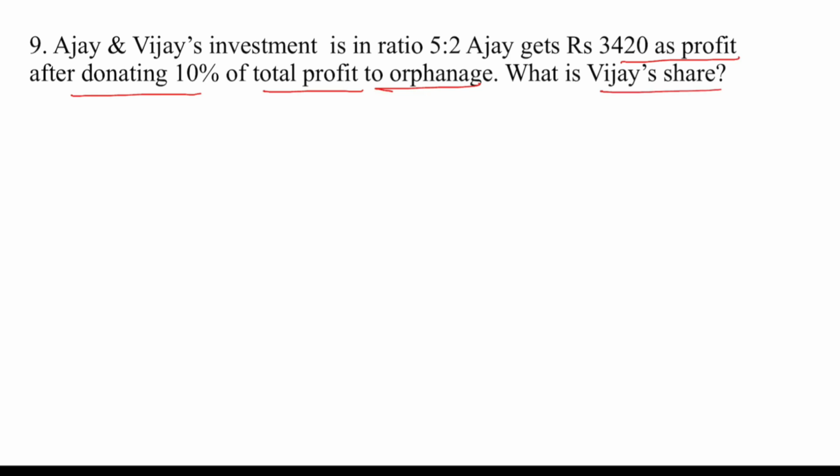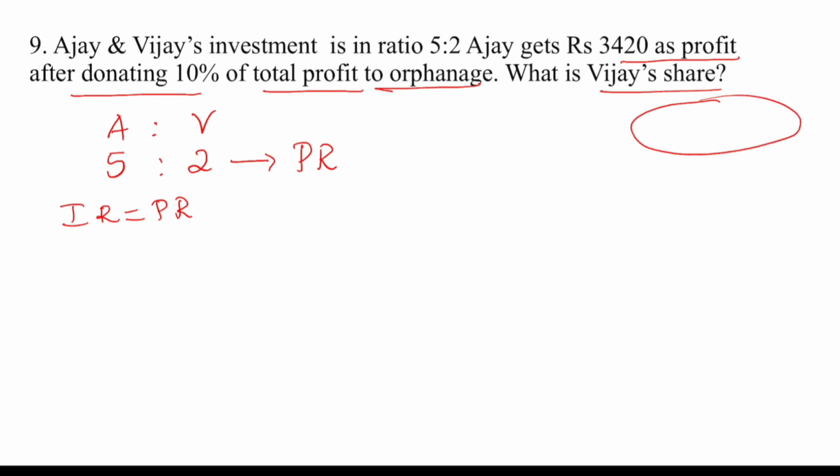We know Ajay to Vijay's investment ratio is 5:2. Since time is equal for both, they are investing for the same time. If nothing is given, we can assume that they are investing for the same time. So the investment ratio is equal to the profit ratio. So I can directly take this investment ratio as the profit ratio also. So Ajay and Vijay's profit ratio is also 5:2.